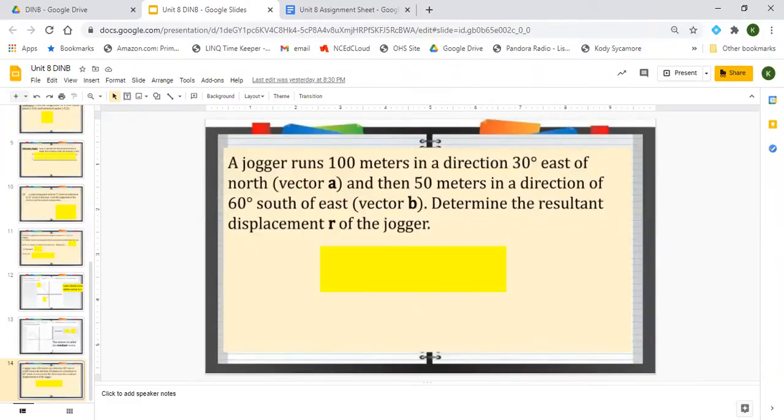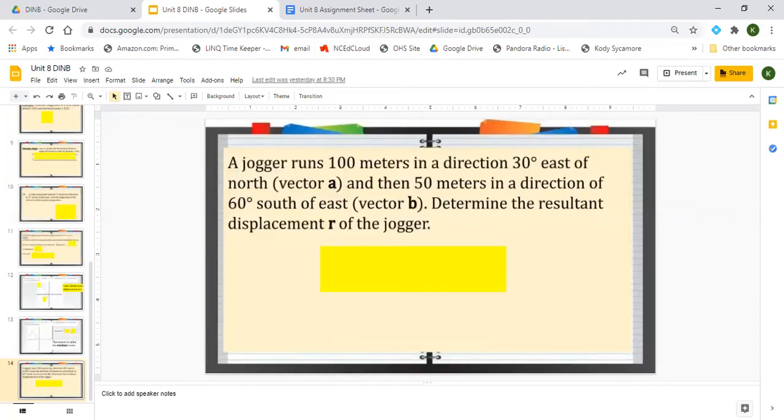All right, so this problem is on slide 14, and we're going to be looking at application problems now. This problem says a jogger runs 100 meters in a direction 30 degrees east of north, and that's vector A, and then 50 meters in a direction 60 degrees south of east, that's vector B. Determine the resultant displacement, which they're calling vector R, of the jogger.